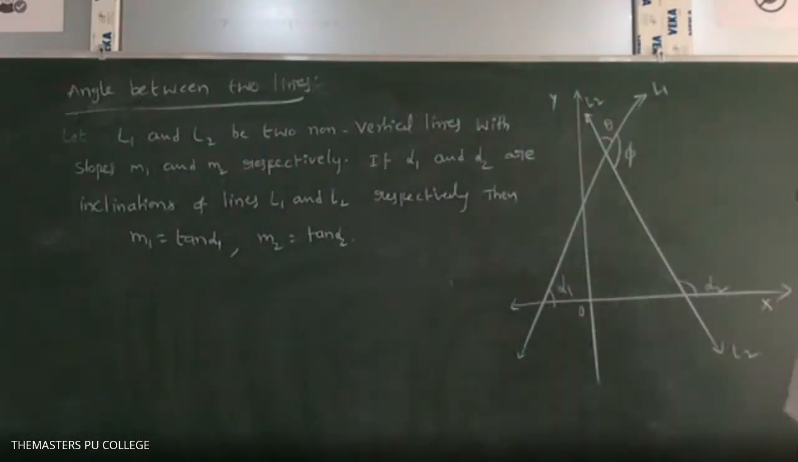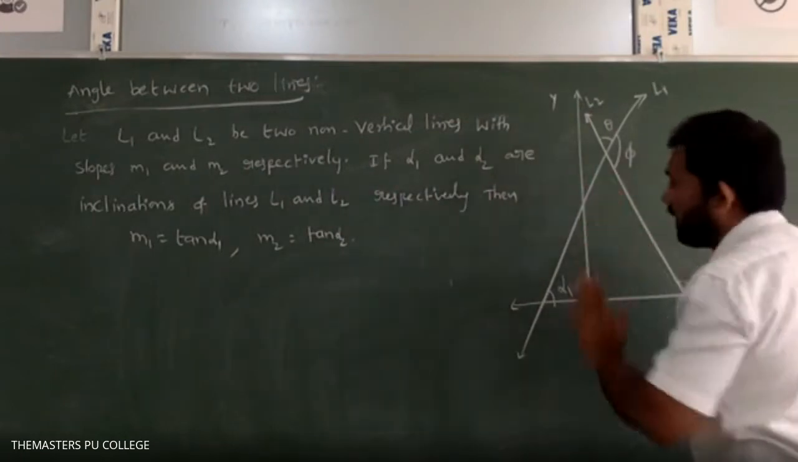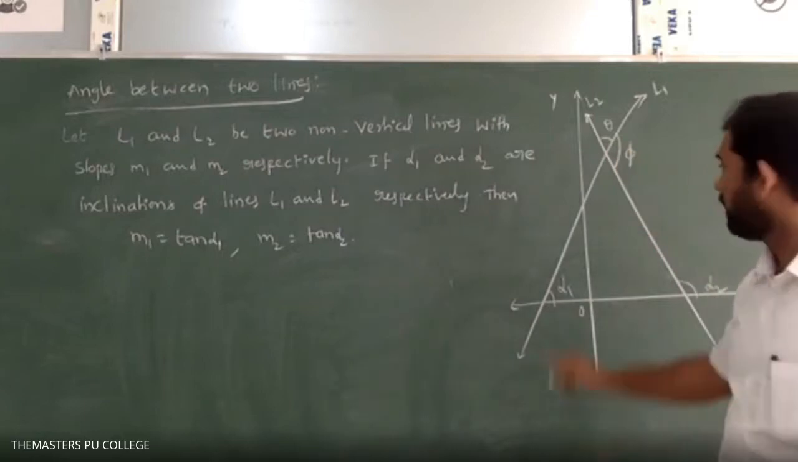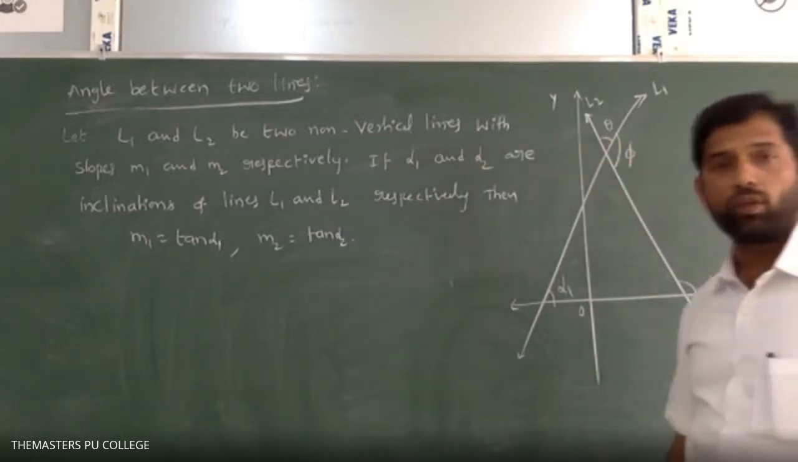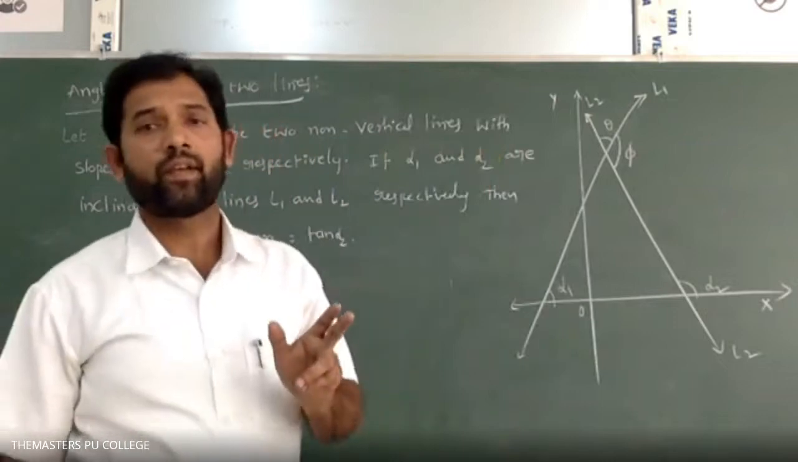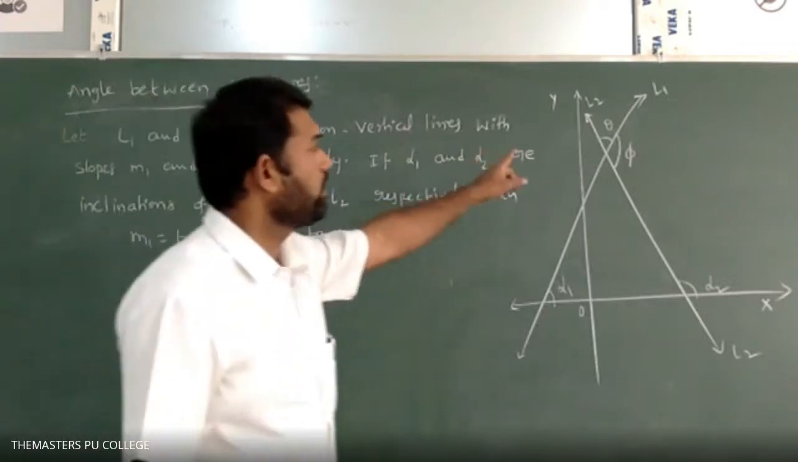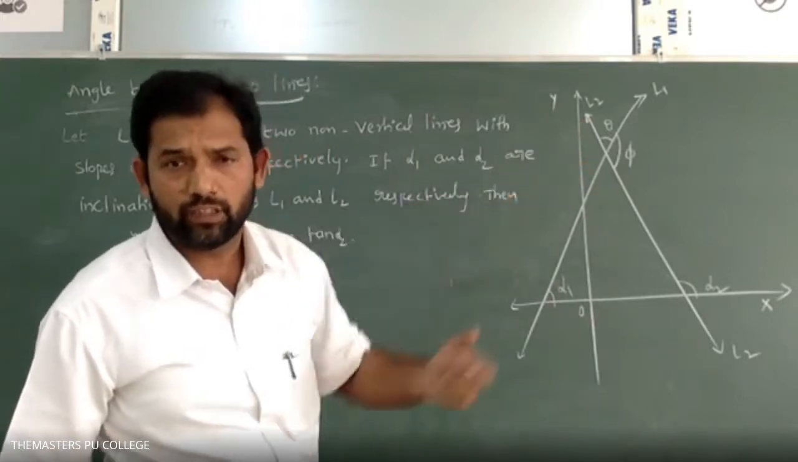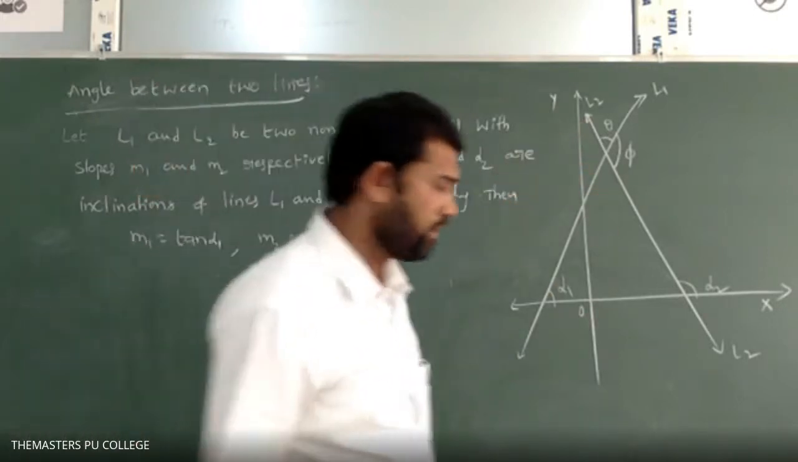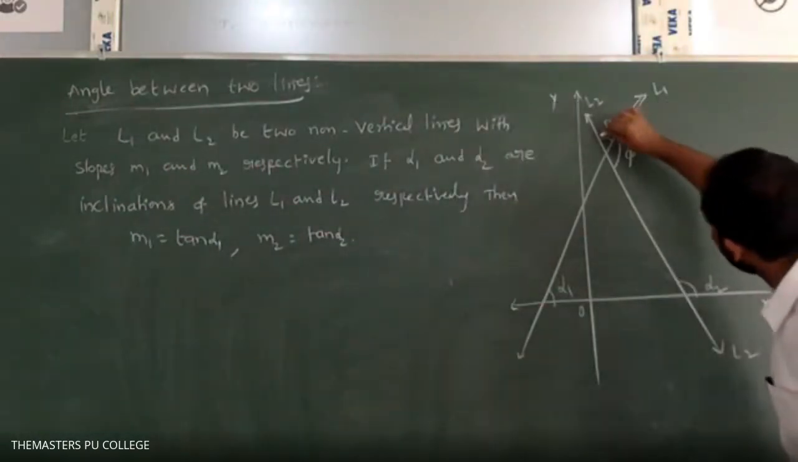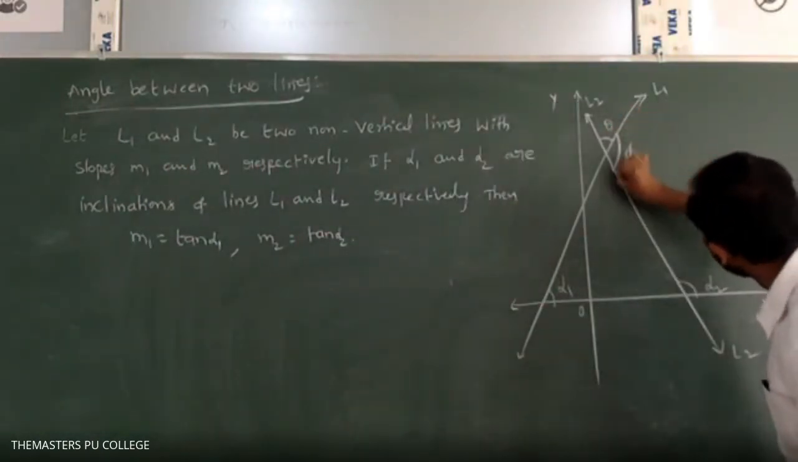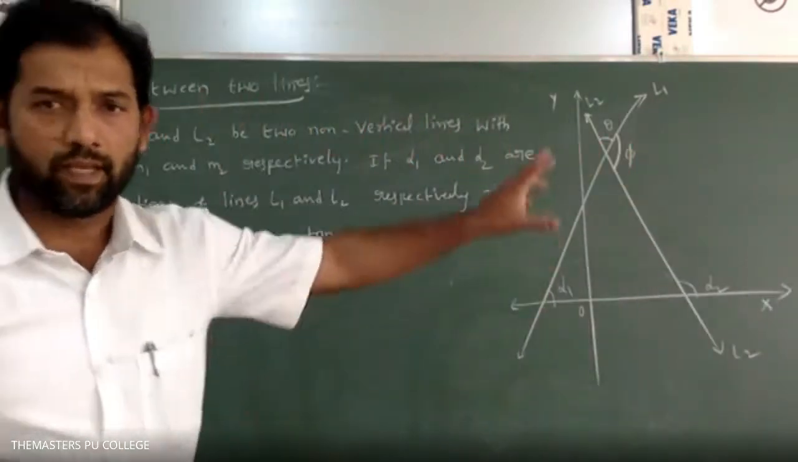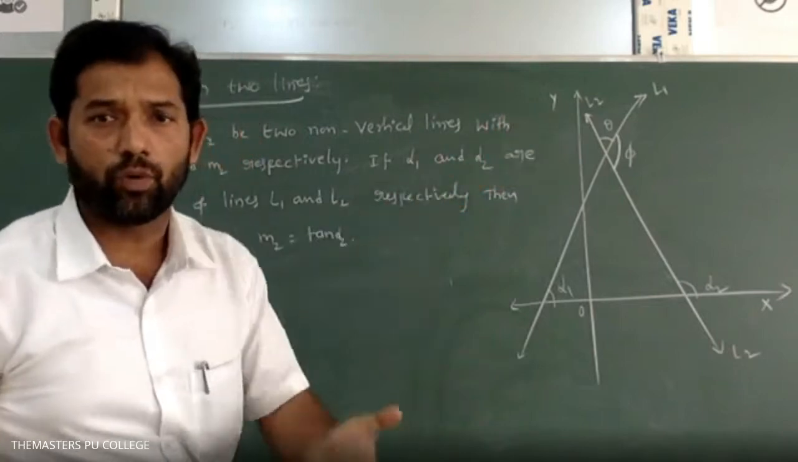Listen once again. Here two lines are intersecting, and in between the angle is theta. In the vertically opposite angles obtained, one is theta and another is phi. Two lines are intersecting, so this angle is theta and this angle is phi. So the sum of these two angles is equal to how much?